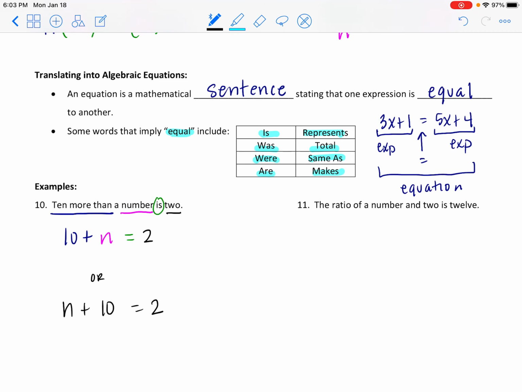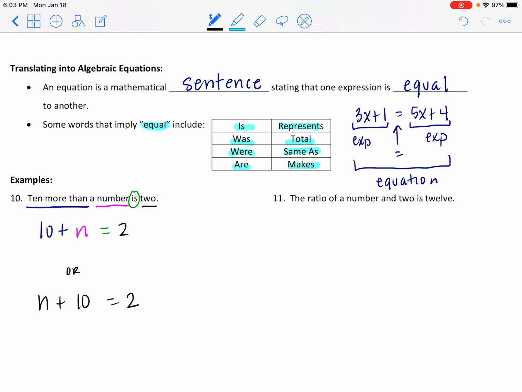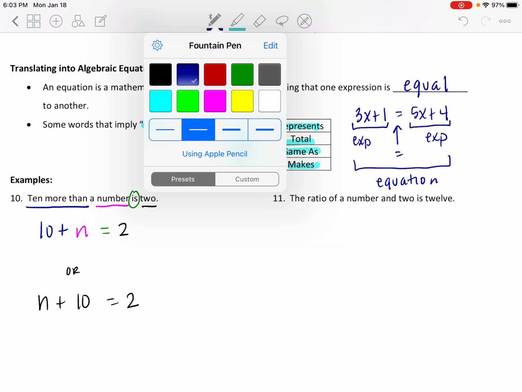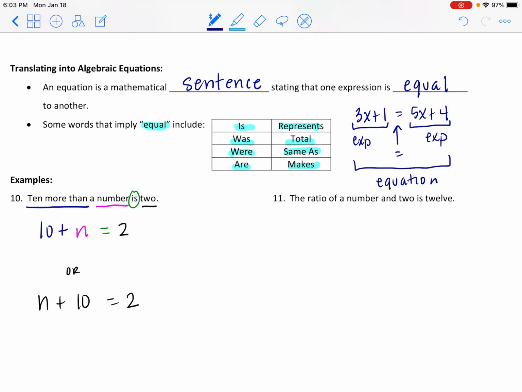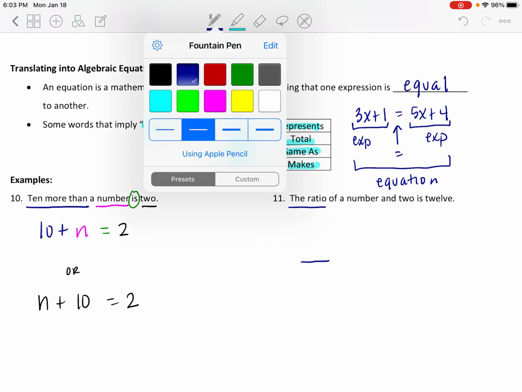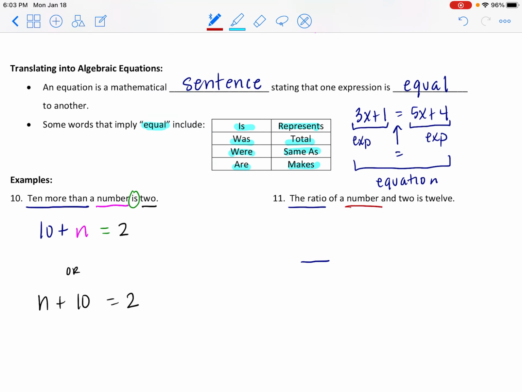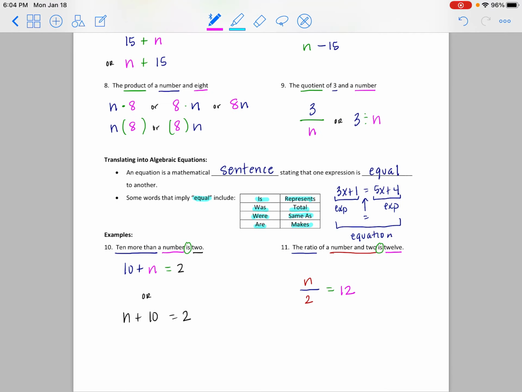Okay? The ratio of a number and 2 is 12. So the ratio, that's a way to say divide or make a fraction of the ratio of a number and 2. So the ratio means we're looking at a fraction, and it's a fraction of the number and 2. So n and 2 is in that ratio, and it says that ratio is, that's our equal sign, and this time it's 12 on the other side of the equal sign. Okay, and there it is. Don't even have to worry about solving today. It's just a matter of translating.